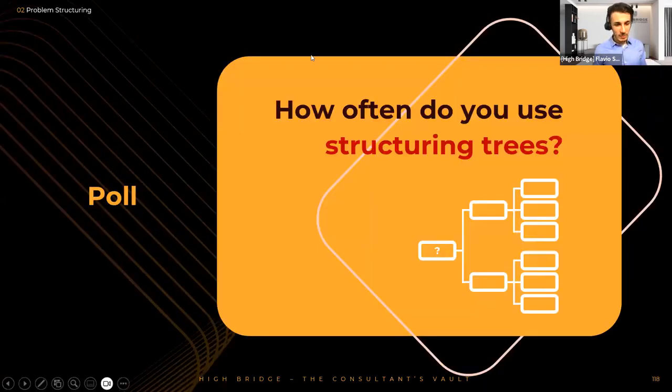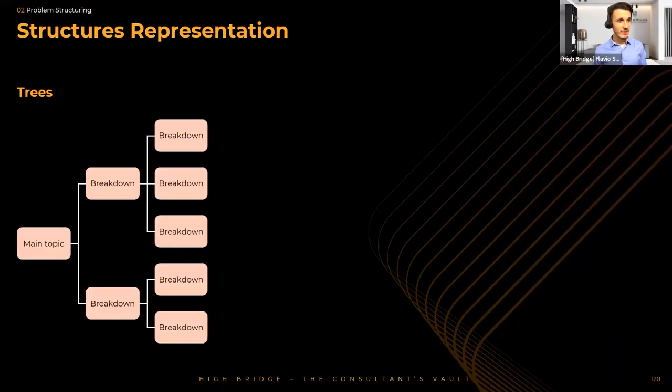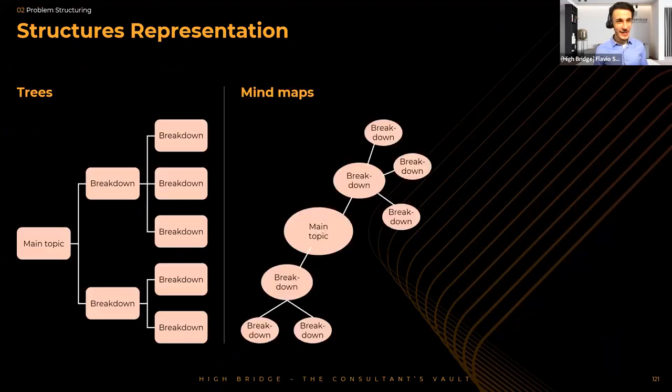So here's a quick poll for you, but actually I'll skip it because of time, right? How often do you use structuring trees, right? So they are very, very helpful in everything you do. And they can take any form or shape. For instance, they can be trees, like here. They can be mind maps. Some people prefer that. They go all directions, right?